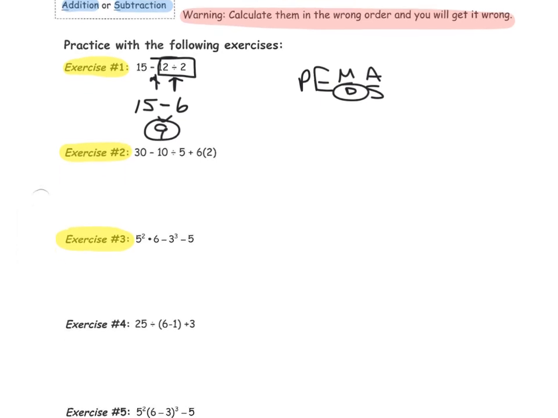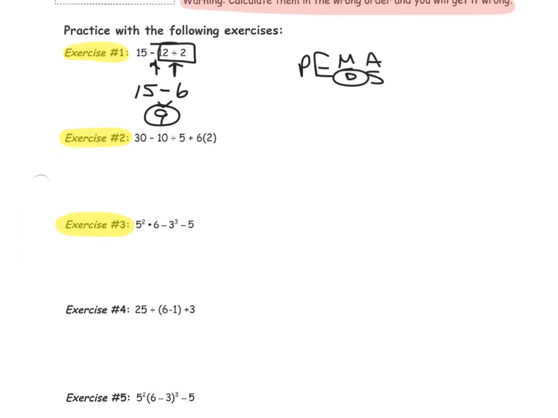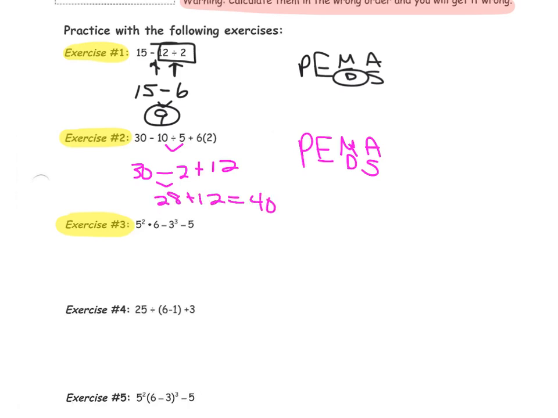If I take a look at exercise 2, again following our order of operations for PEMDAS, let's see what operations we have. I have subtraction, division, and addition. PEMDAS says we have to do the division first. So first I have 30 minus 10 divided by 5 is 2, plus 12. 30 minus 2 is 28, plus 12, we end up getting 40.